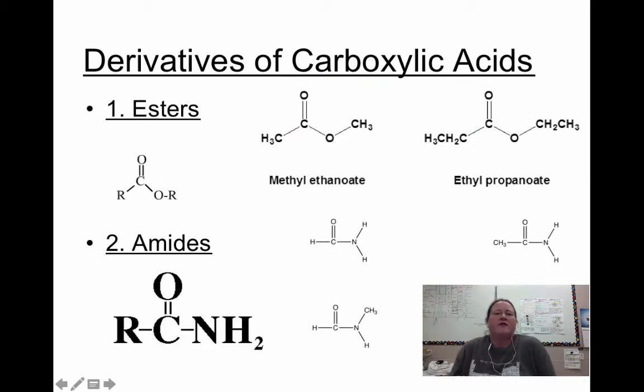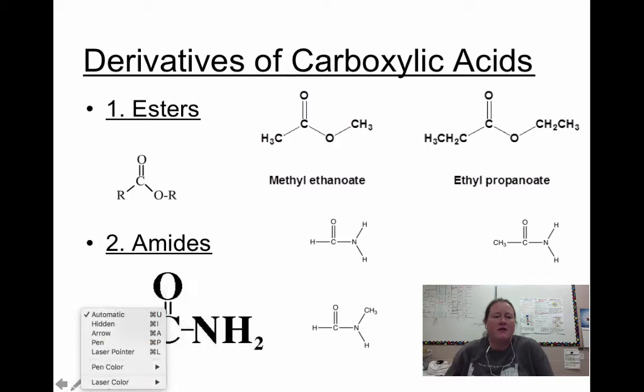Some derivatives of carboxylic acids include, I have to turn the pen on each and every time, and that's kind of annoying.